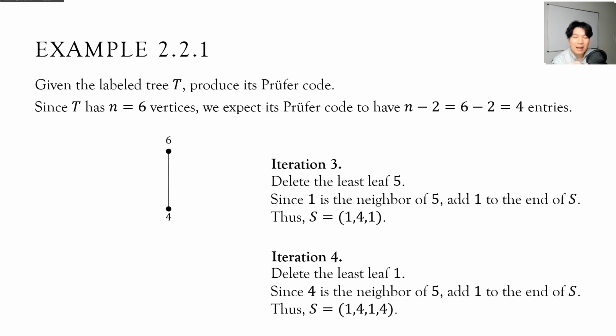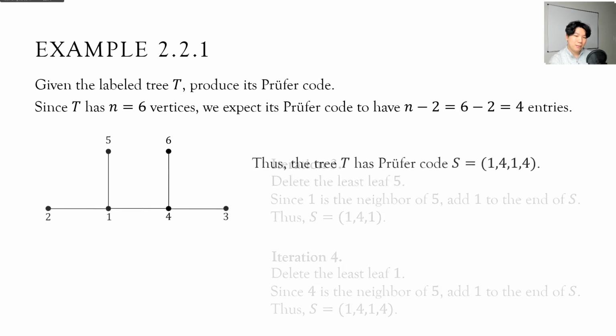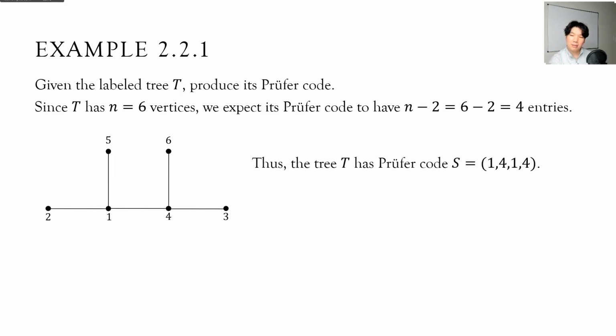Now this tells me that I can terminate my algorithm. I have a Prüfer code, or a sequence, with 4 entries. Since I have 2 less entries than my total number of vertices, so 6 minus 2, I get 4, I know that I can end my algorithm. Thus, this tree that we've been looking at has a unique Prüfer code of 1, 4, 1, 4. So we have this here.